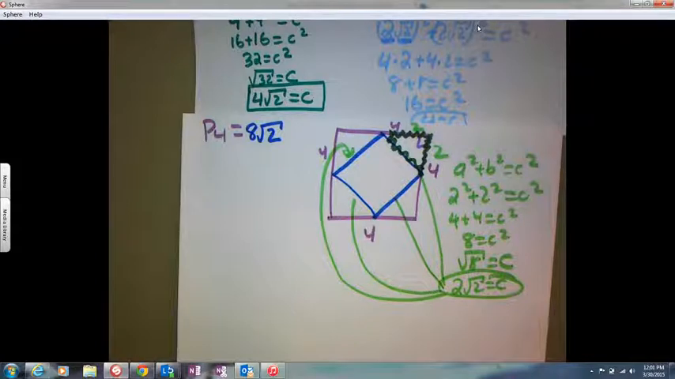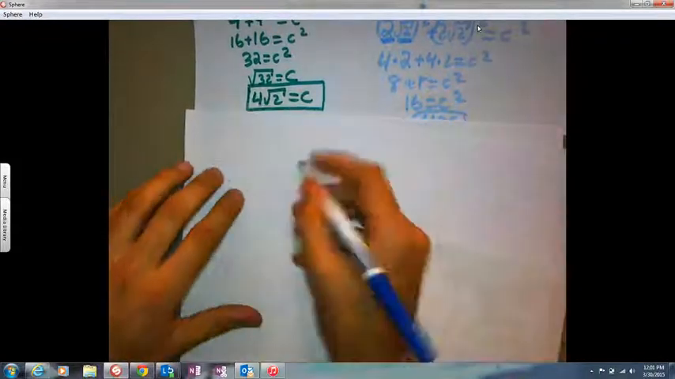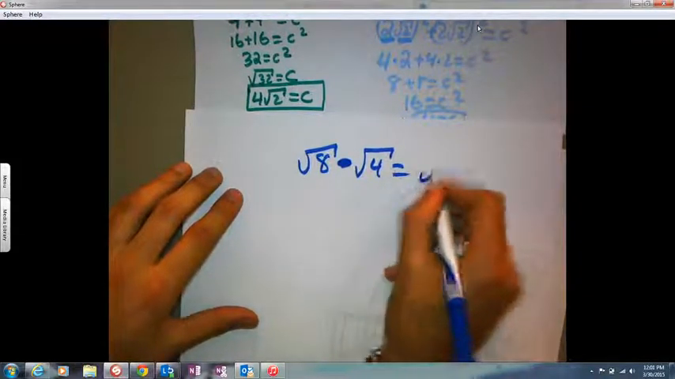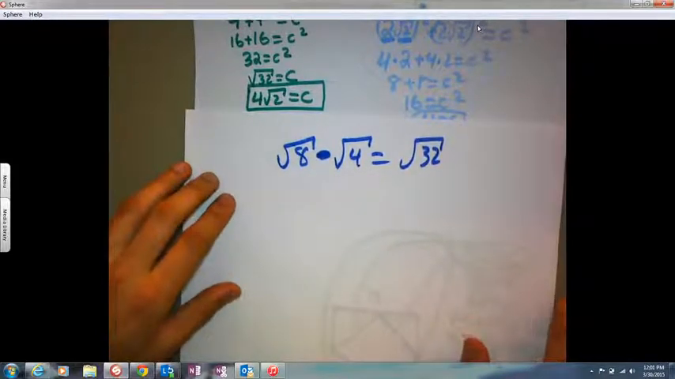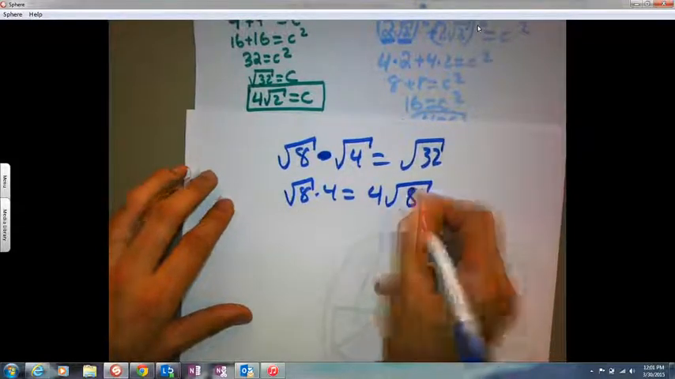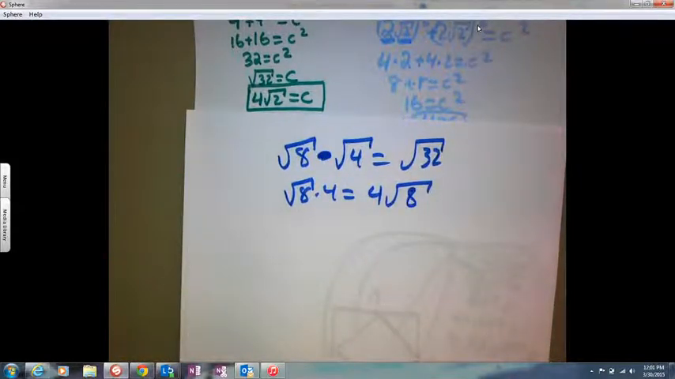Drew, go ahead, please. Yep. That is not right for this reason. This is root 32. This is this. All right. Any other questions on part A?